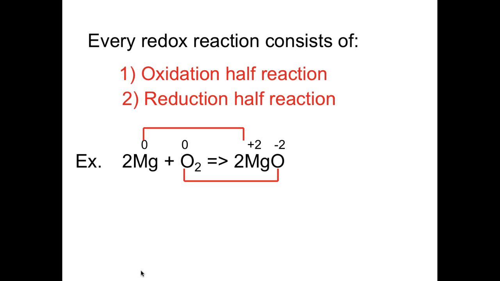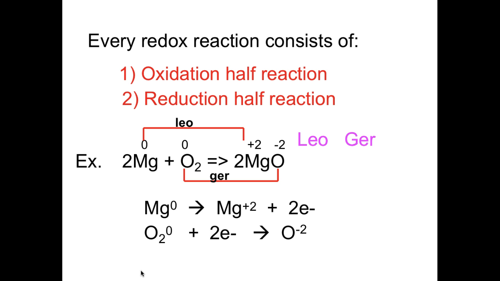The first thing is we have to remember LEO says GER. So when we gain charge, when we go from 0 to a +2 charge, remember that's oxidizing. Oxidation gains charge. In reduction, you lose your charge. So we go from 0 to -2.